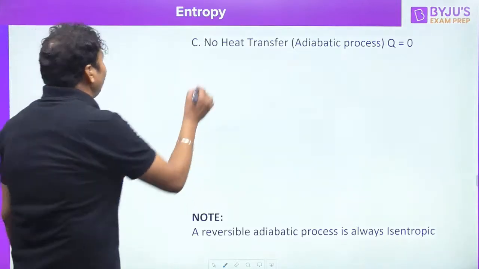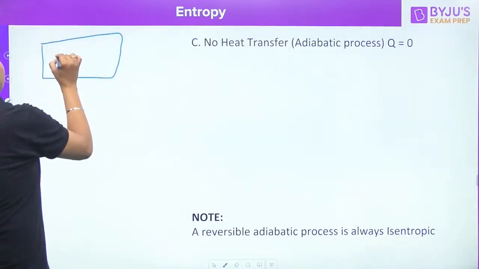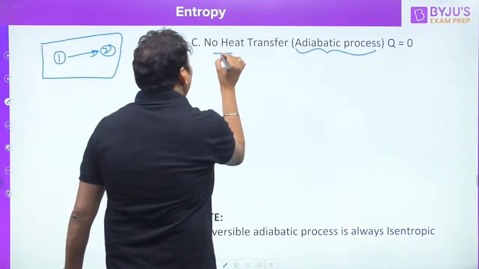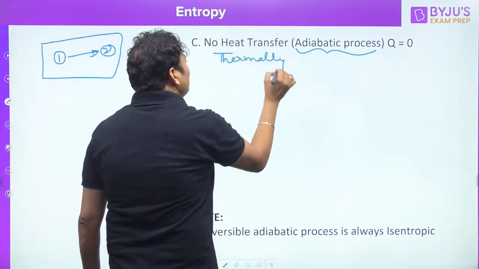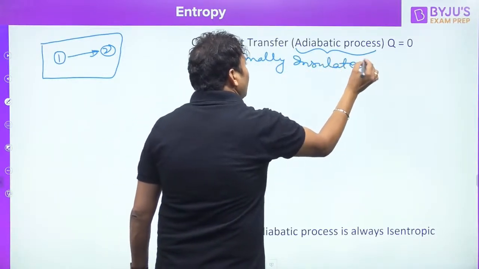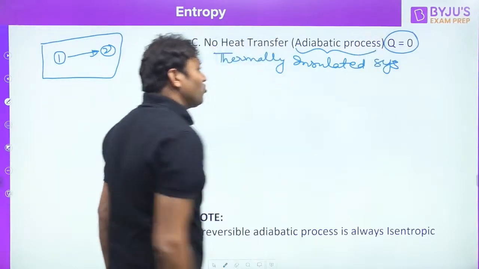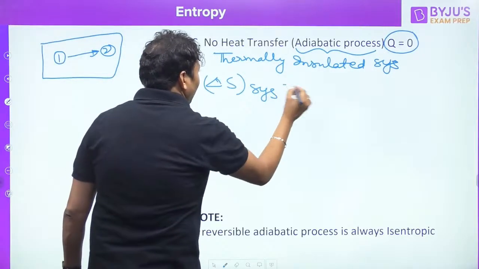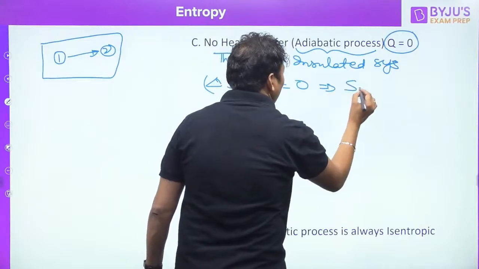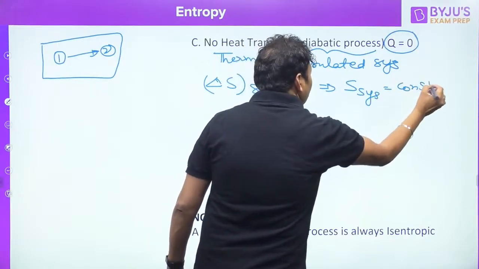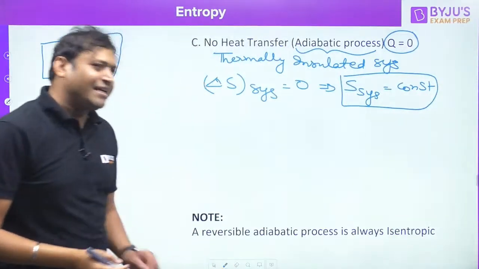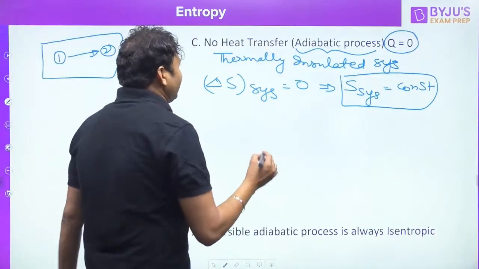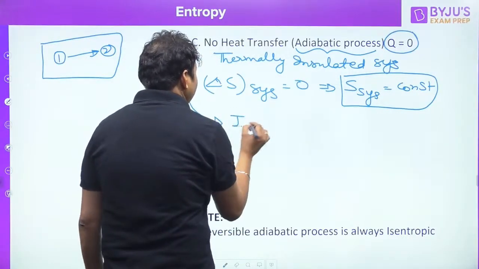And if there is no heat transfer during the process undergone by the closed system, or an adiabatic process, or we can call the system a thermally insulated system, Q will be equal to 0, and if Q is equal to 0, delta S of the system will be equal to 0, or we can say entropy of the system will remain constant. When there is no heat transfer to or from the system, then entropy of the system will not change, and such a process is called an isentropic process.